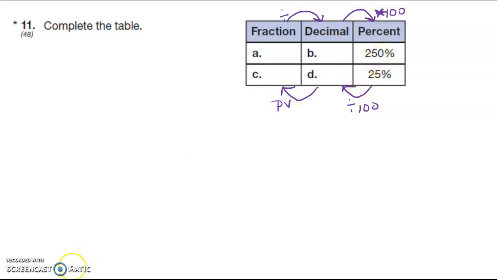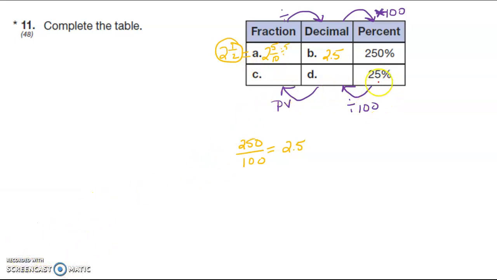So we have the percent here. I have 250% or 250 per 100. So when I divide that, I get 2.5, which is going to be my decimal. So this is 2, and the 5 is in the tenths place, so 2 and 5/10. So I'm going to have to reduce that by dividing by 5, and I get 2 and 1/2 for A.